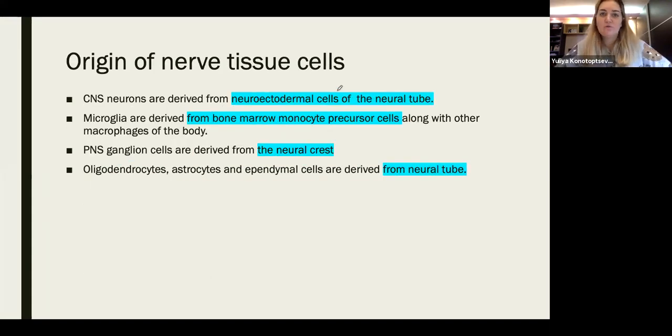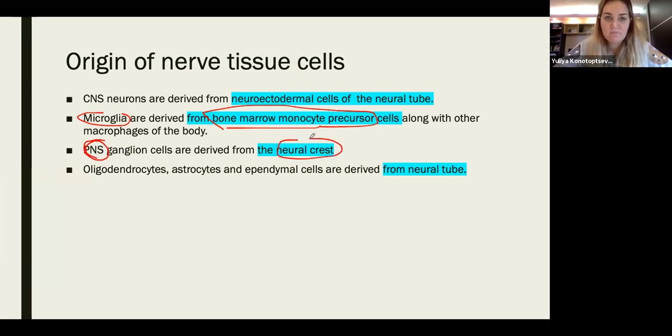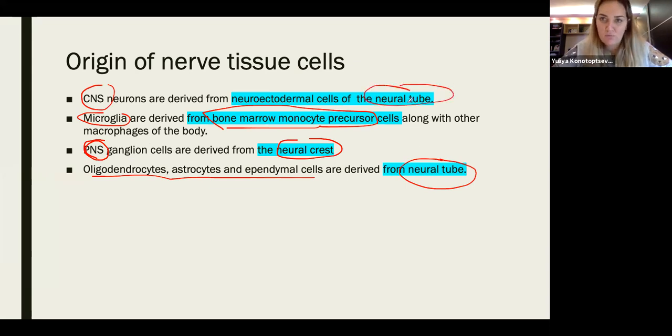Okay, origin of the neuroglial cells. Microglia we have talked about, so bone marrow monocyte precursor, because it is a phagocytotic cell. Everything in relation to PNS, neural crest cells. All the neuroglial cells, neural tube, and all the CNS, neural tube. Okay, so both of those things will come from a neural tube.